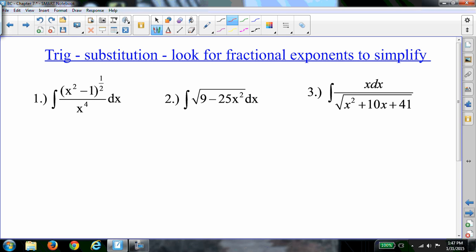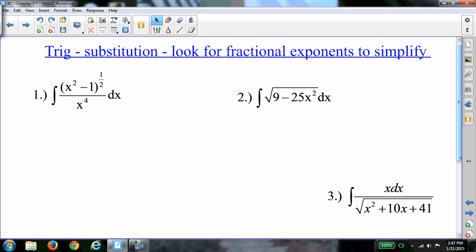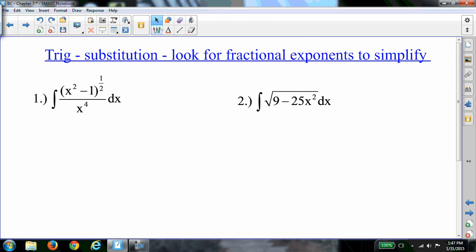A third technique we looked at was trigonometric substitution. This was typically used if you had a radical, because then if you use your Pythagorean identities, you can actually simplify the radicand to one term and therefore cancel out the square root sign. So I'm going to look at 3 different problems. Let's start with the one on the left.